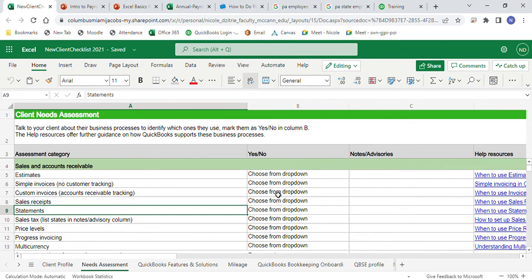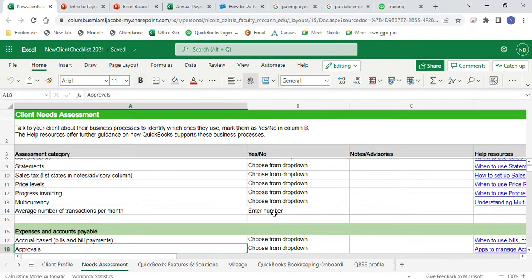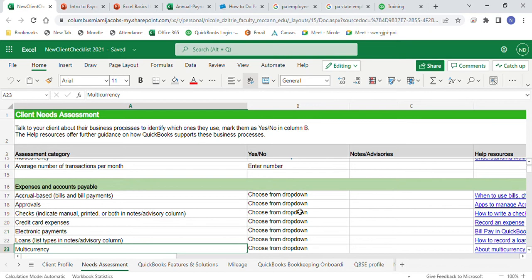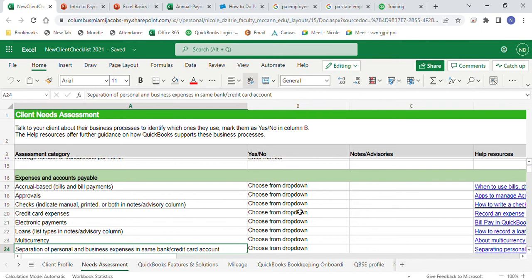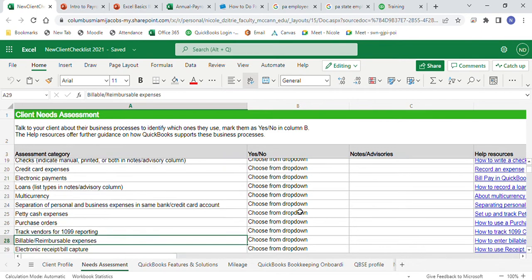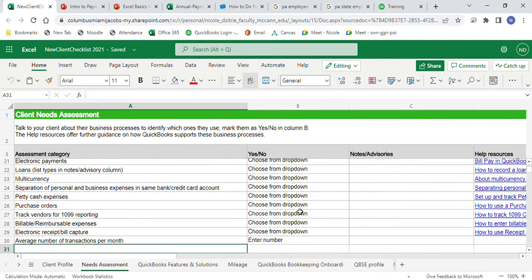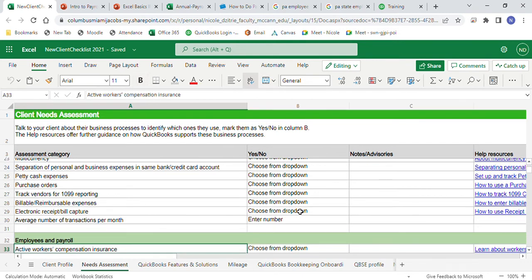Do you need sales receipts? Do you need financial statements on a monthly basis, quarterly basis, and so on? Is sales tax applicable to what you're selling? Do you have multi-currencies? That's very important. Do you sell internationally? Expenses and accounts payable: you're going to look at how many credit cards do they have? How many loan payments do they need to make? Do they have several cash accounts? Do they need to track 1099 reporting?